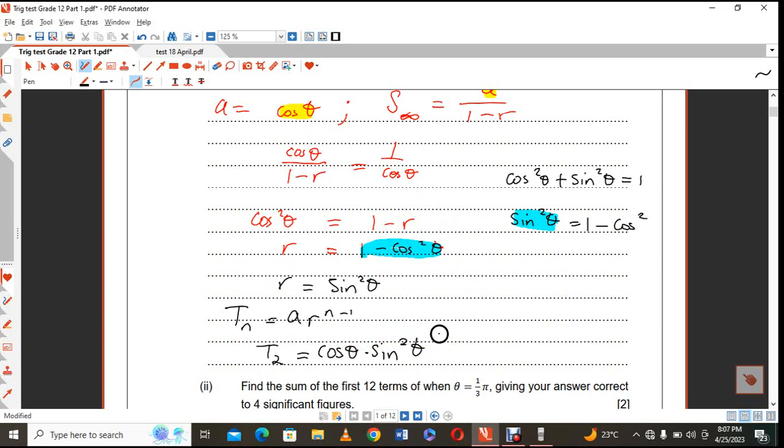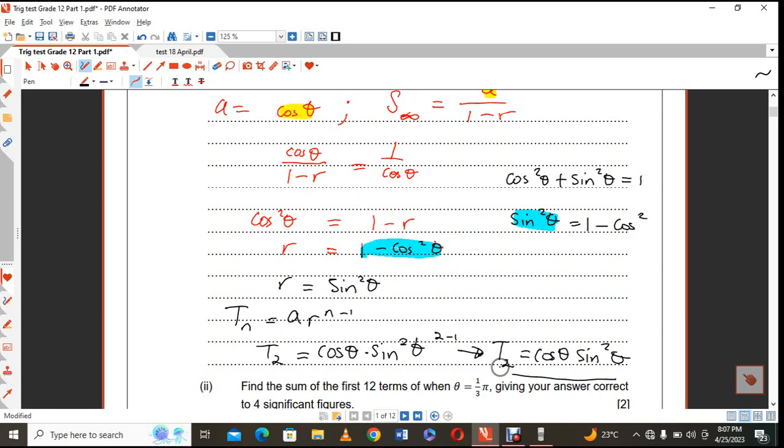And remember that it's going to be 2 minus 1. So that gives us that the second term is equal to cos theta sine square theta. That is actually what we're given, and that is what we are getting.